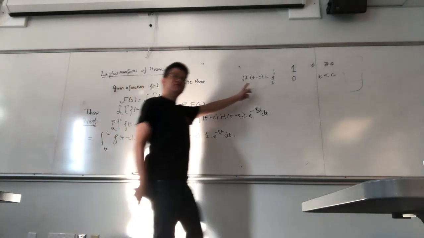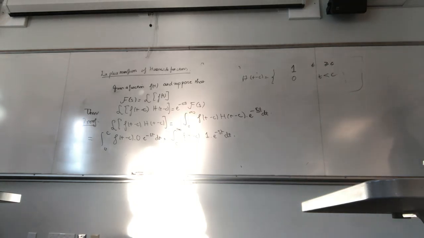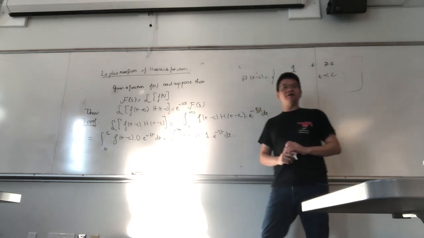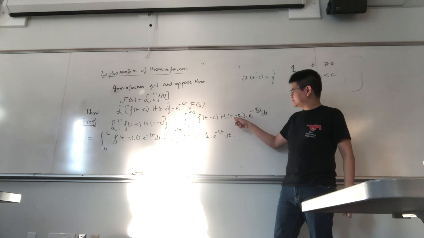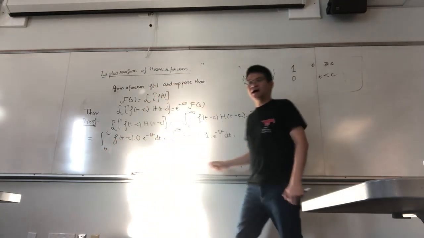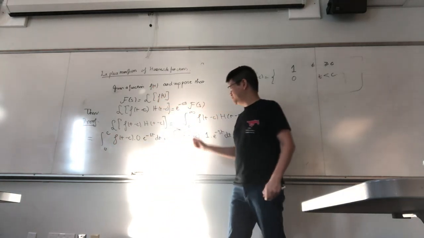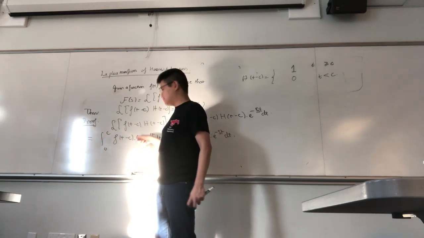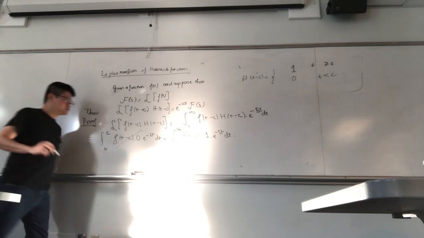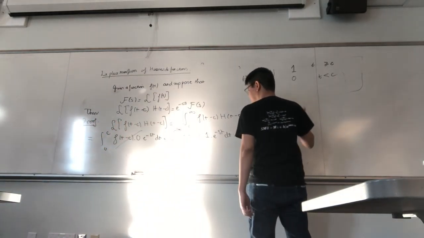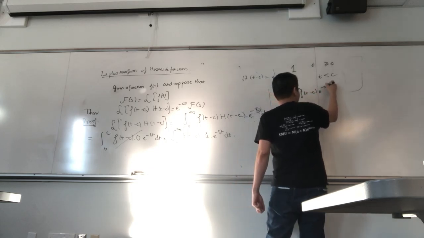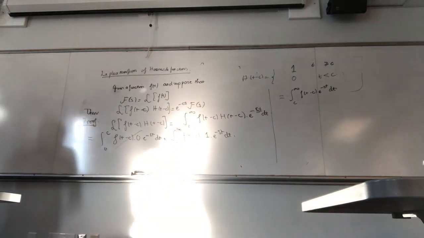I explain again. The Heaviside function is 1 when t is bigger than c, and it is 0 when t is smaller than c. Now I plug everything back into this definition of the Laplace transform of f times h at t minus c. Because the function is 0 when t is smaller than c, I have to split the integral into two intervals. The first one is from 0 to c, and the second one is from c to infinity. From 0 to c, the Heaviside function is 0. From c to infinity, it is 1. So the first goes to 0, and the second gives you the integral from c to infinity of f(t minus c) e to the power minus st dt.